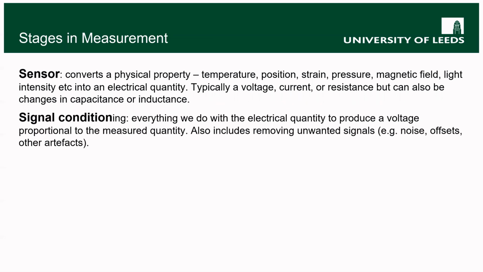We then have to take those electrical signals. Very rarely are they voltages at the right sort of level that you can just feed straight into a computer. So usually what you have to do is do something to that electrical signal to produce a voltage that's proportional to the measured quantity, and a voltage which is big enough that you can actually measure it with the computer. And also in signal conditioning, you include things that get rid of unwanted signals. So principally, of course, that's noise, but it can also be offsets and other artifacts in your signal.